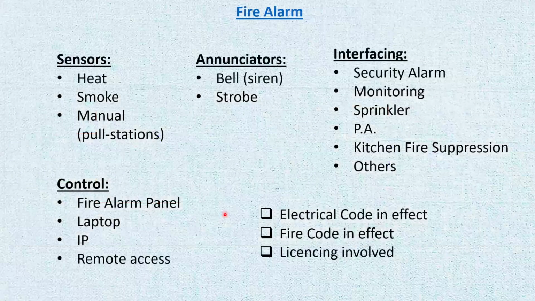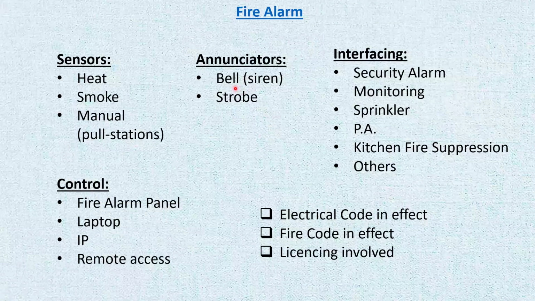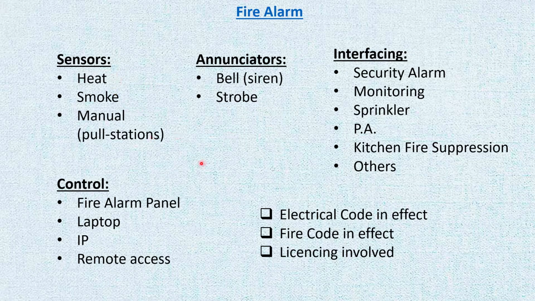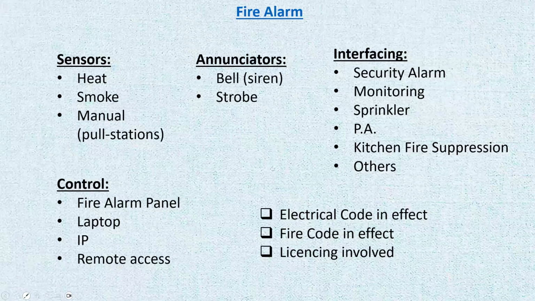Now, fire alarm, in a nutshell, sensors, what do we have? Heat, smoke, manual pull stations. There are also those kitchen stations, which are an art and a skill to install. You would use rigid pipes to do the lines. For example, how does the kitchen system work? Because they're very popular.